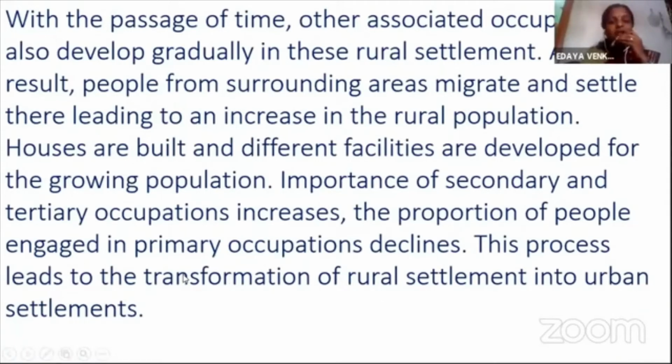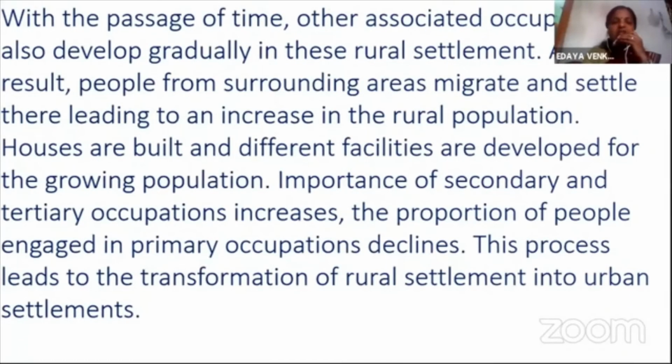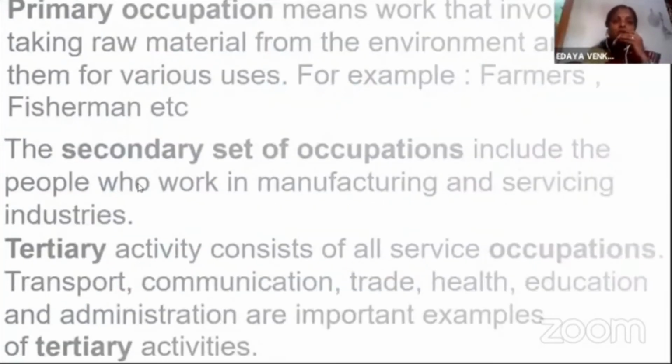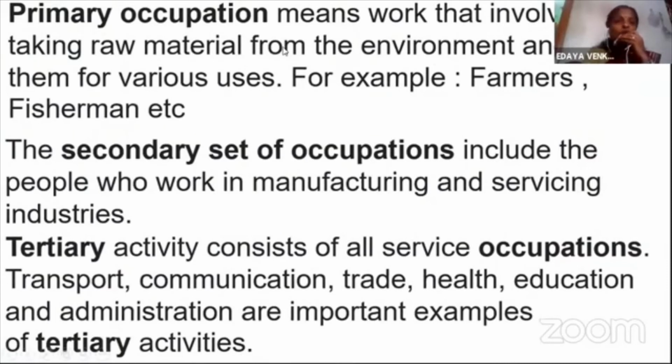Then the rural settlement turns into urban settlement, population increases, the facilities increase, and then the look of the whole settlement turns from rural to urban. We will learn about what is primary, secondary and tertiary occupation. Primary occupation means work involving taking raw material from the environment and using it for various uses. Raw material from the environment means whatever natural resources are available in our surroundings. For example, farmers and fishermen, etc.